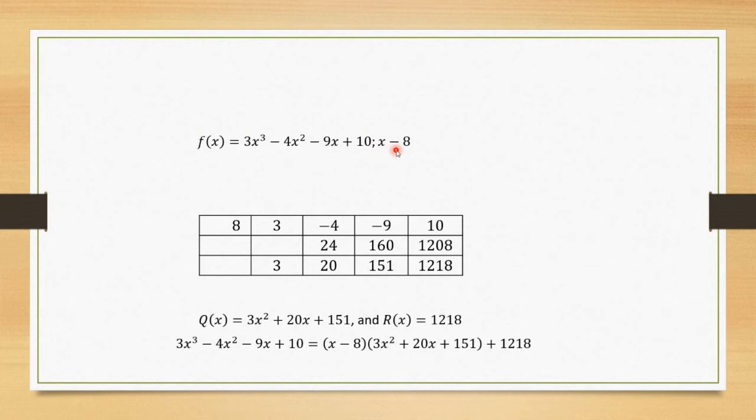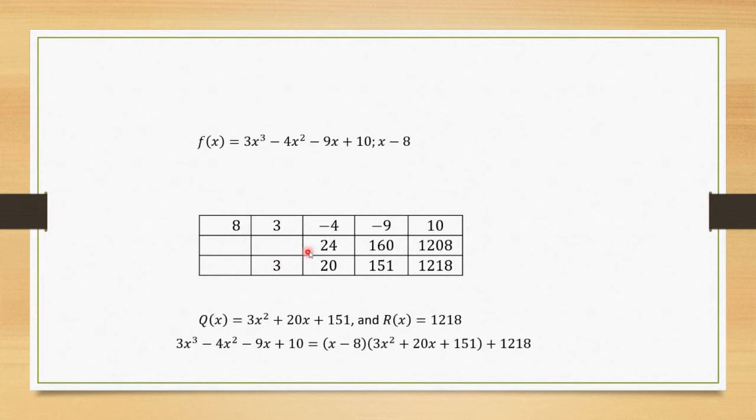We also have x minus 8, so the 8 comes here. This 3 goes here. Minus 4 goes here. Minus 9 goes here. And 10 goes here. So here's the 8. What we do next is the 3 just comes down, just like before.